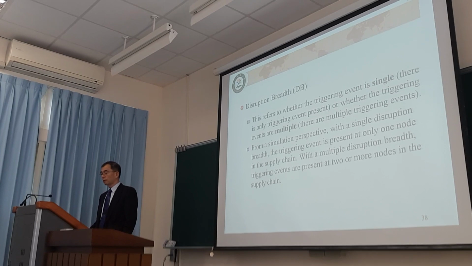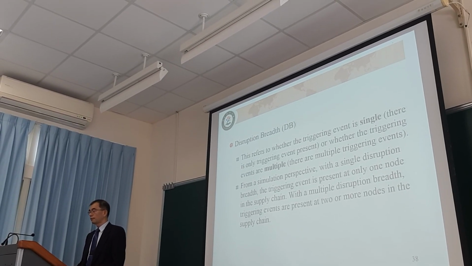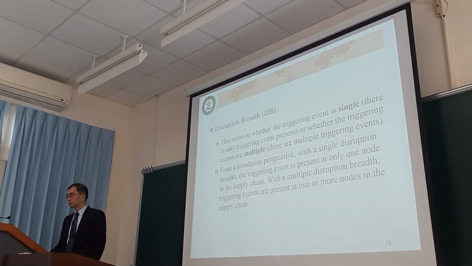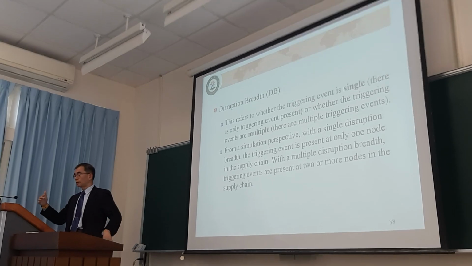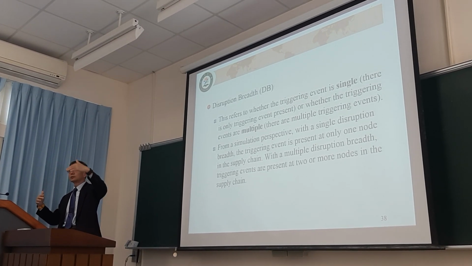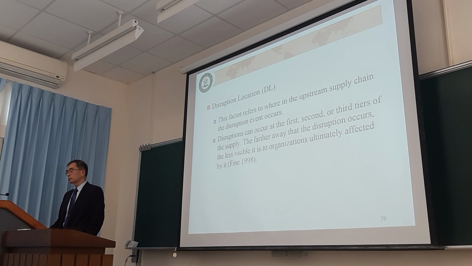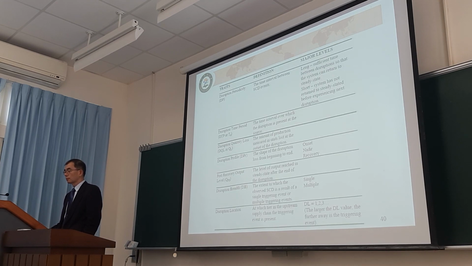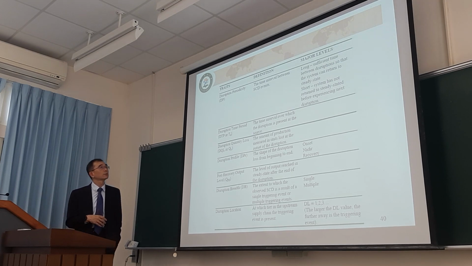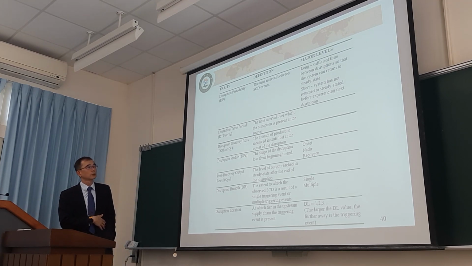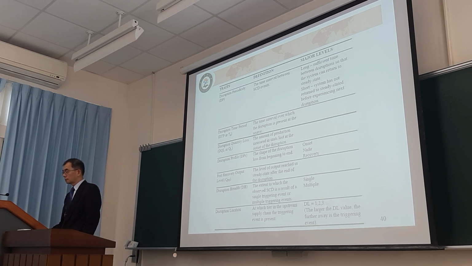And also, the trigger events are multiple, and there are different situations. What I mean is that with two or more trigger events, the system will be so complicated. And of course the location, where the upstream disruption happens, that's the one we want to know, and we have to simulate that one. So those are the factors, the characteristics of the disruption. We have several characteristics of the disruptions and major levels.